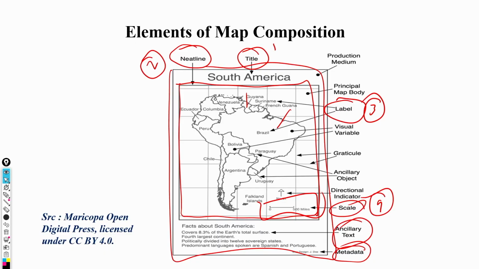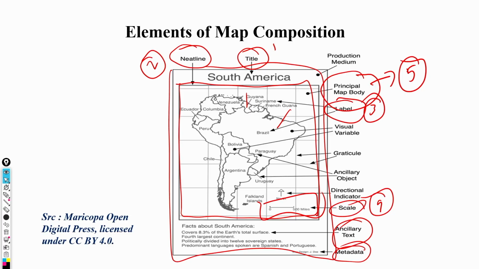So we saw the neat line, the title, then I said the principal map body, 5. The principal map body is where you see the data. The whole thing that is inside your map space in QGIS is your map body. Then you have your graticule, which is your gridding. You can see these horizontal and vertical lines that are cutting through the map. That is your graticule.